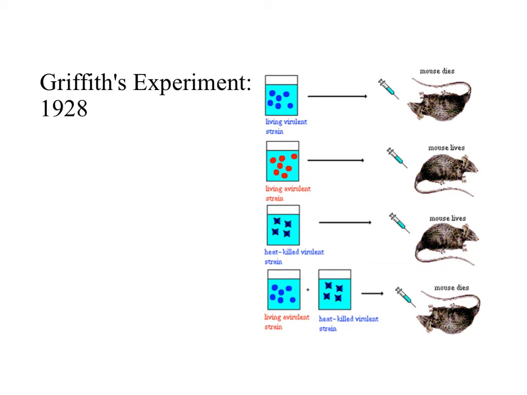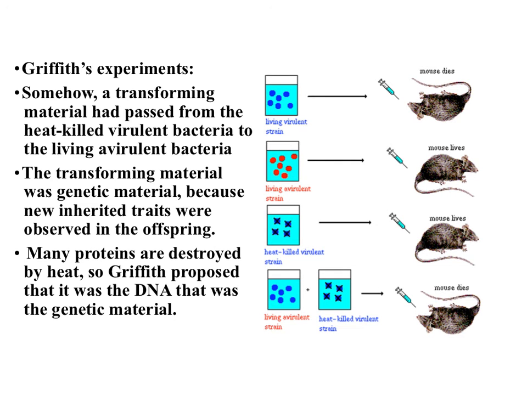So then he decided to go one step further. He took the heat-killed virulent strain, the harmful strain, and he mixed it with the avirulent strain, or the non-harmful strain. And to his surprise, the mouse ended up dying. So that tells him that somehow there had to be this transforming material that moved from the heat-killed strain to the avirulent strain.